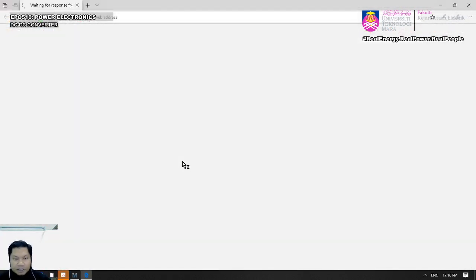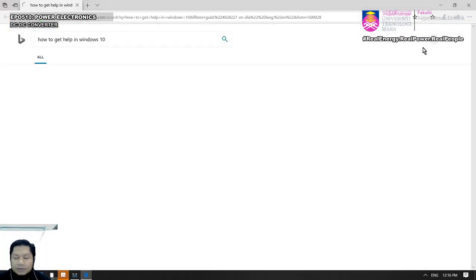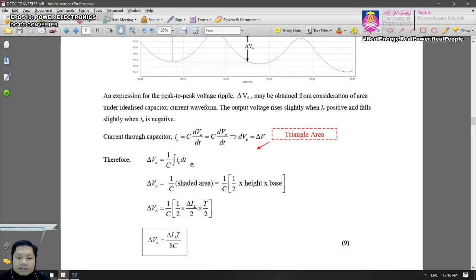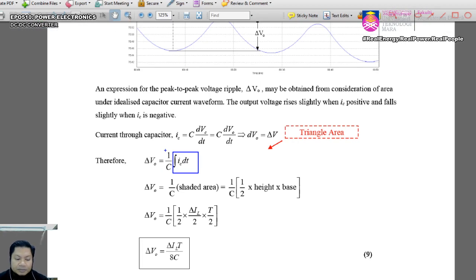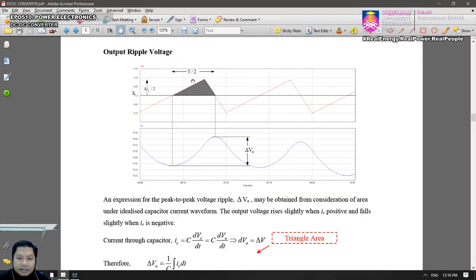So this is very much the area under the capacitor current, isn't it? The integration is always the area under the curve. So if you look carefully, it is actually the triangle.